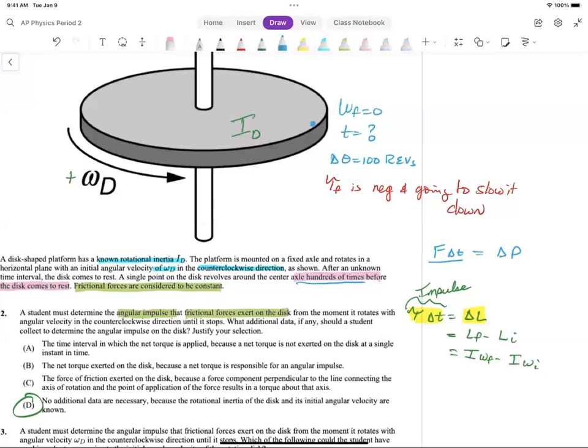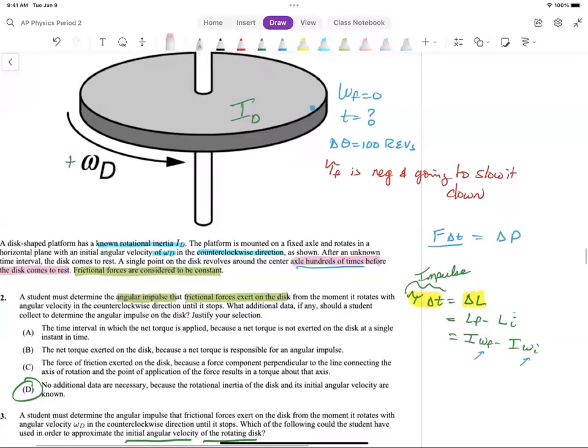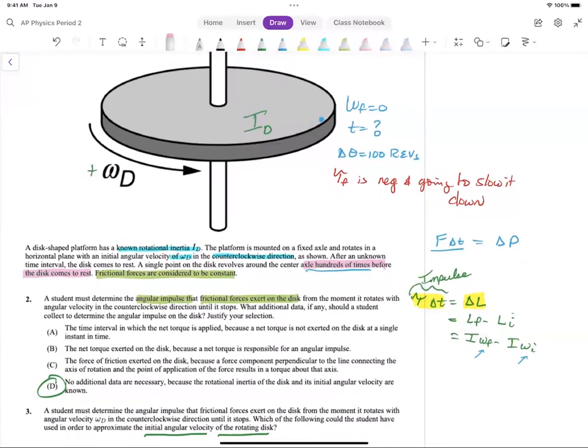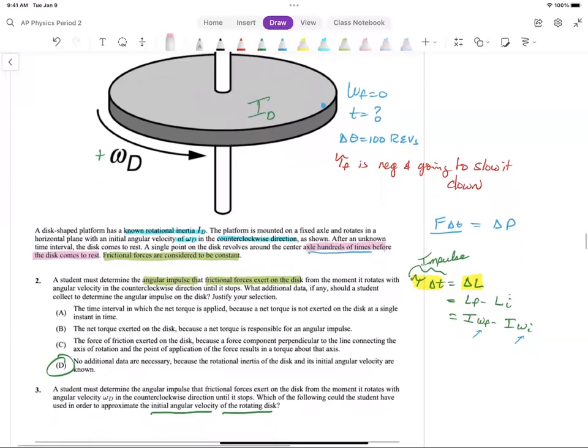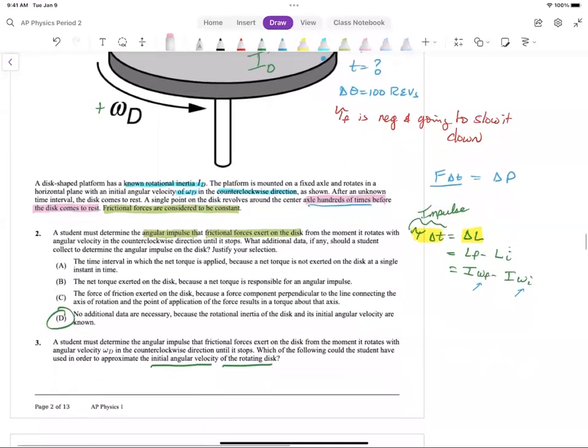The initial angular momentum, I'm sorry, the final is 0, I believe. Yeah, the final is 0. So this we know. We know the initial, which was omega d, they told us. And we were told that we know I, so we don't need any more information. We have the ability to calculate the change in angular momentum based on that.